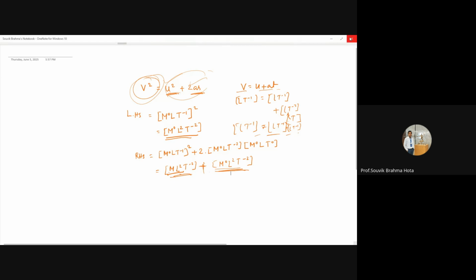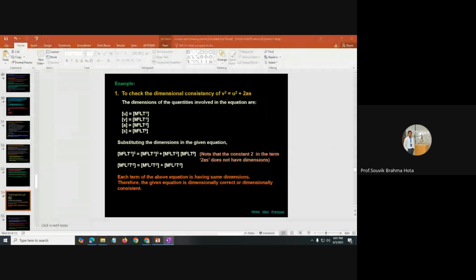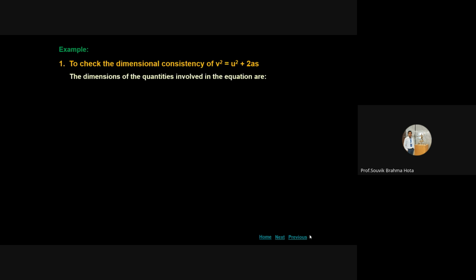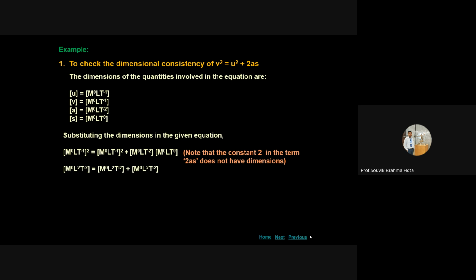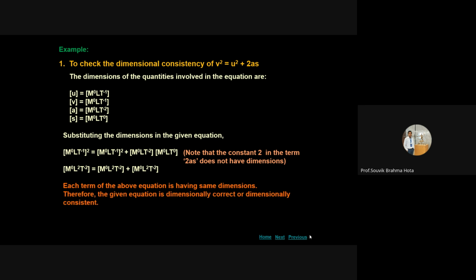Now again we'll check the next thing. To check the dimensional consistency, I actually showed you how to check it. That's what they have given here. Note that 2 is a constant in terms of 2as, so 2 doesn't have any dimension. Each term of the above equation has the same dimension. Therefore, the given equation is dimensionally correct or dimensionally consistent.